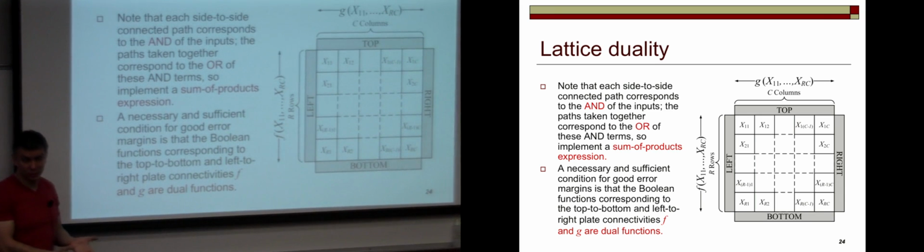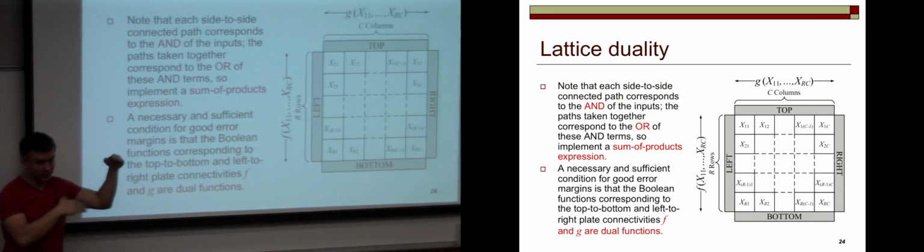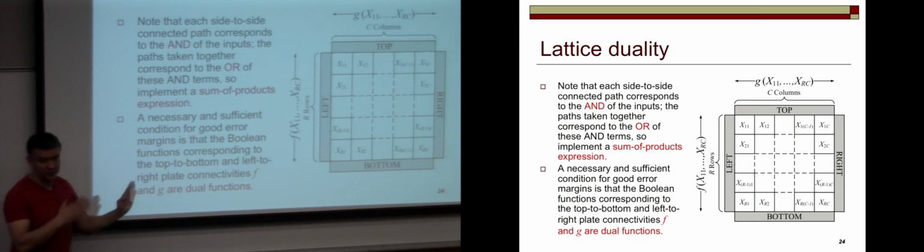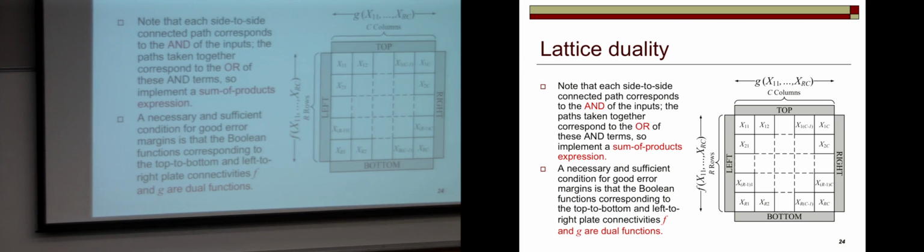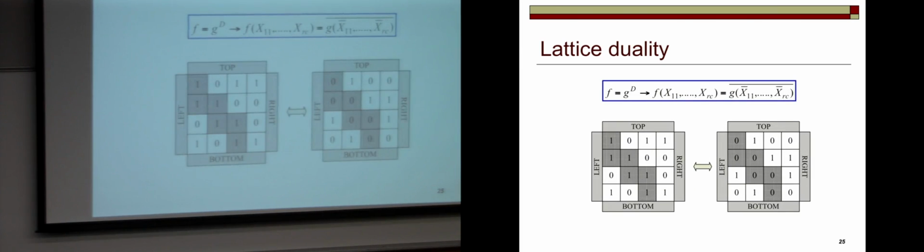But that's all you have to do. When you do that, you get the function from top to bottom, and you get the function from left to right that's its dual, and you get this property of error tolerance here. So why? Well, okay, this is just a computation of the dual, but here's the illustration of it.